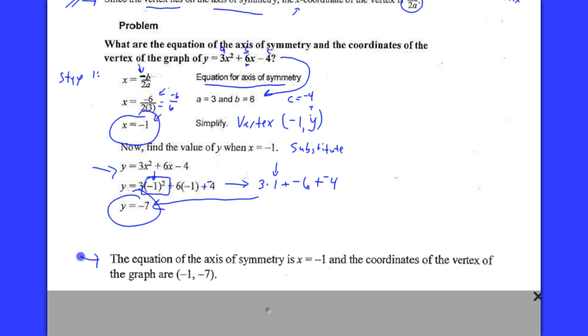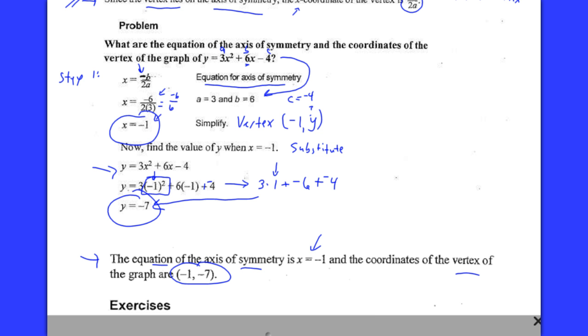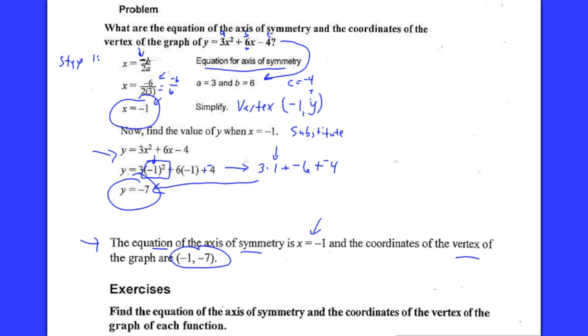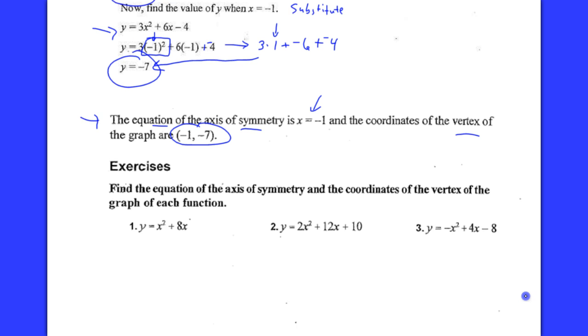So here it is. The equation for the axis of symmetry is this. The equation for the axis of symmetry is x equals negative 1, and the coordinates of the vertex is negative 1, negative 7. All of that you'll have to be able to find. Okay, so given that information, let's move on down. Let's do a couple of examples together.